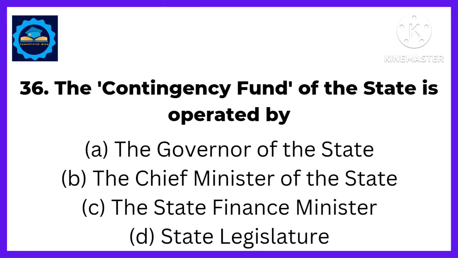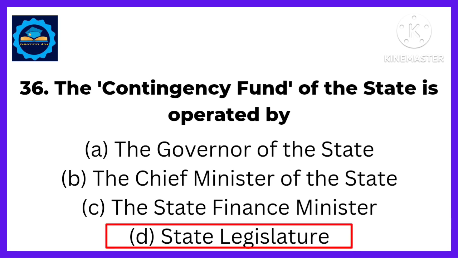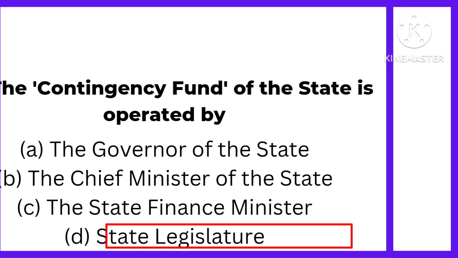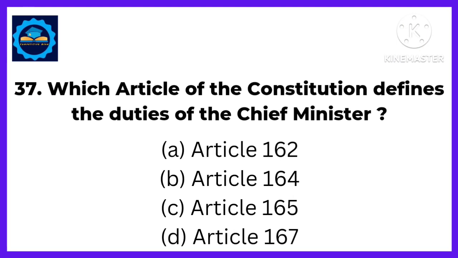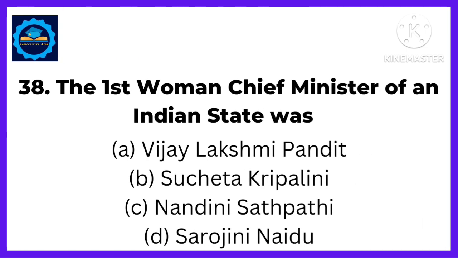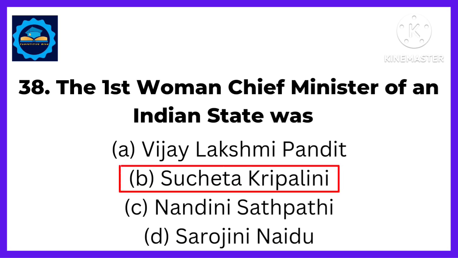Next, the Contingency Fund of the state is operated by. Answer: By the state legislature. Next, which article of the Constitution defines the duties of the Chief Minister? Answer: Article 167 defines the duties of the Chief Minister. Next, the first woman Chief Minister of an Indian state was. Answer: Sucheta Kripalani was the first woman Chief Minister of an Indian state.